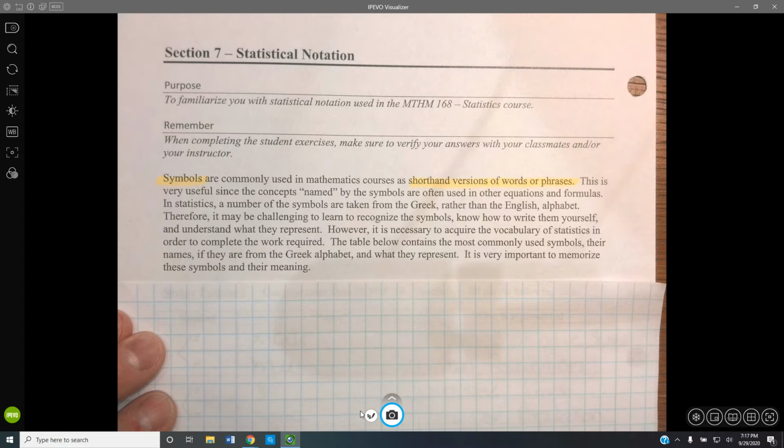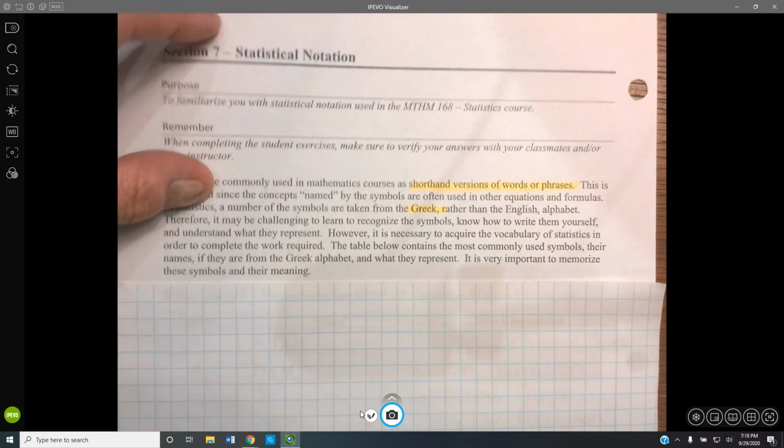It says it's very useful for a concept to be named by the symbols often used in equations and formulas. In statistics, a number of symbols are taken from Greek rather than English. We tend to use Greek alphabet values, mostly because that's the origin of some of the mathematics that we're dealing with, and because they acclimate themselves a little bit better to what we're doing and understanding as far as what they represent. It says the table below contains the most commonly used symbols, their names from the Greek alphabet and what they represent. Okay, so we're going to start at the very beginning here.